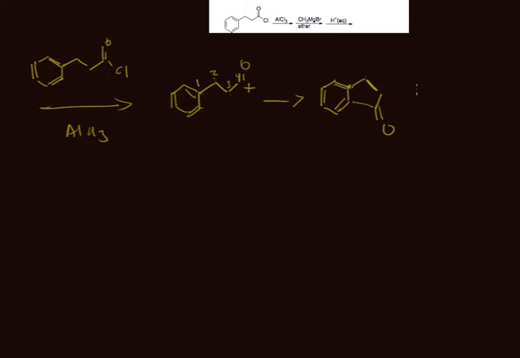And then you are going to do the Grignard step. You're going to do a nucleophilic attack on this carbon with the methyl group, and so it's going to come down and form this.